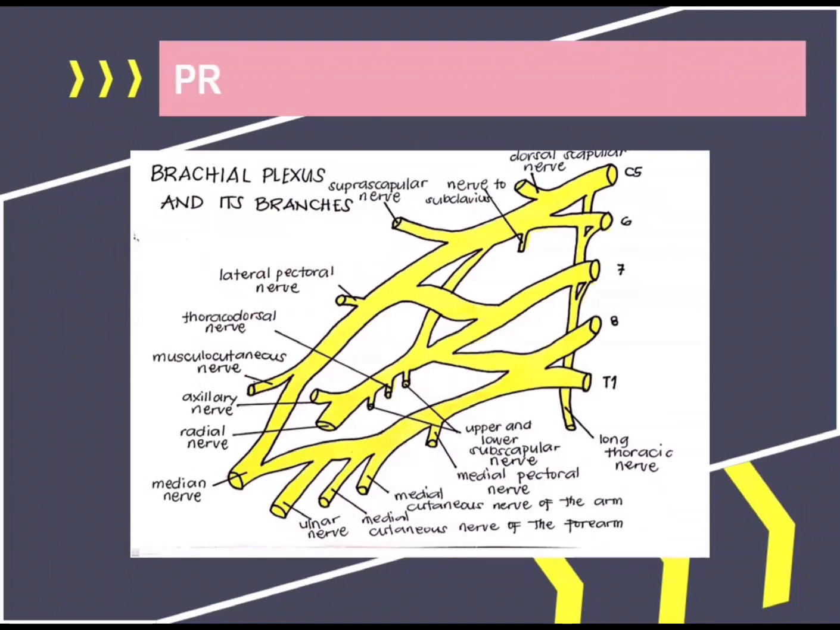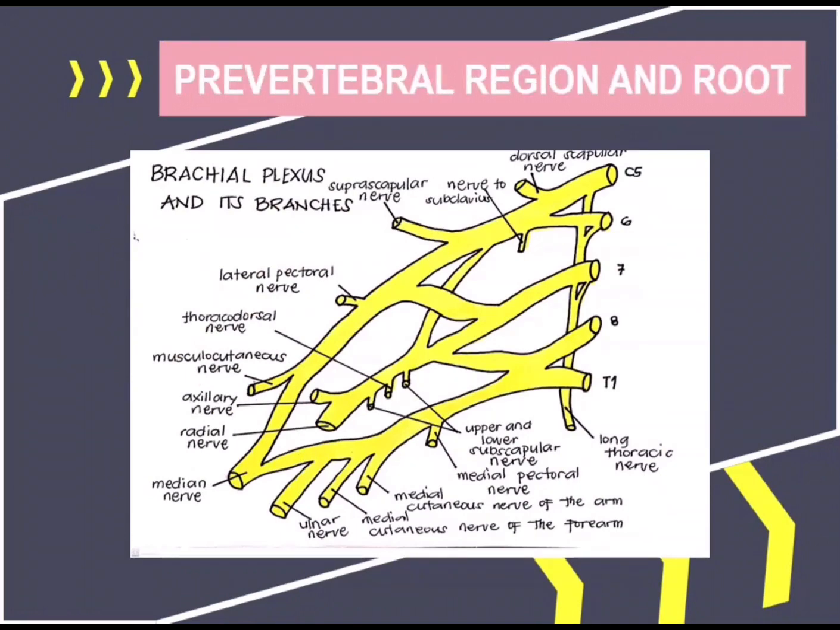So this is the brachial plexus and its branches, which is part of the prevertebral region and root. We first see the dorsal scapular nerve, the nerve to subclavius, suprascapular nerve, lateral pectoral nerve, thoracodorsal nerve, musculocutaneous nerve, axillary nerve, radial nerve, median nerve, ulnar nerve, medial cutaneous nerve, and the medial pectoral nerve, and this is the upper and lower subscapular nerve, long thoracic nerve, T1, 8, 7, 6, and 5.